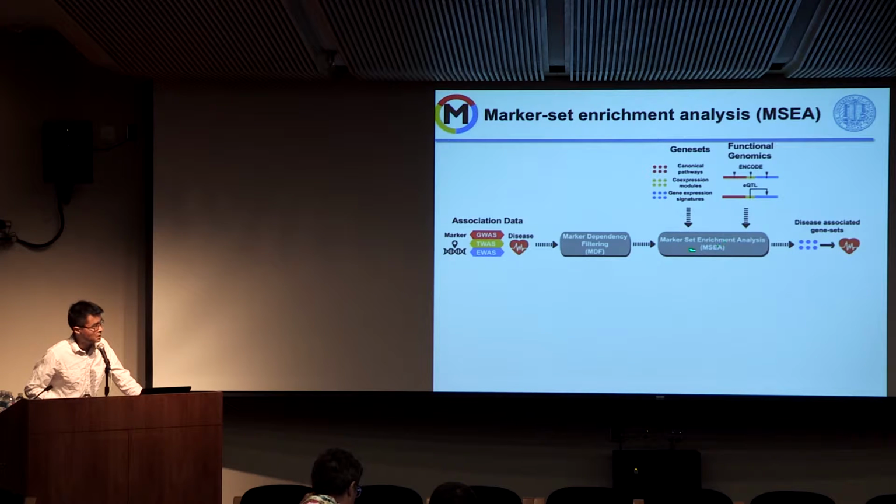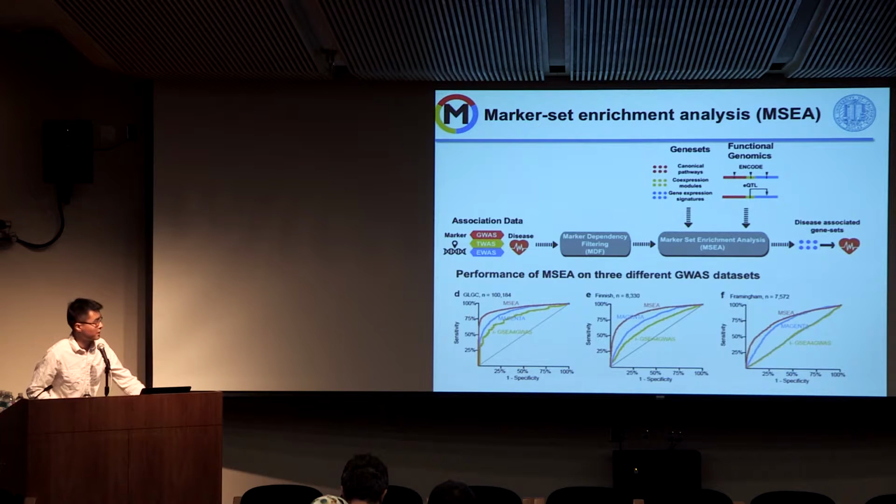And eventually, in MSEA, we adopted a newly developed algorithm to help us find gene sets associated with disease. Based on simulation, we tested the performance of MSEA across three different independent GWAS data sets against two other commonly used tools, MAGENTA and IGSEA for GWAS. And it shows that MSEA, the red line here, has consistently better performance compared to the other two tools across different GWAS data sets.